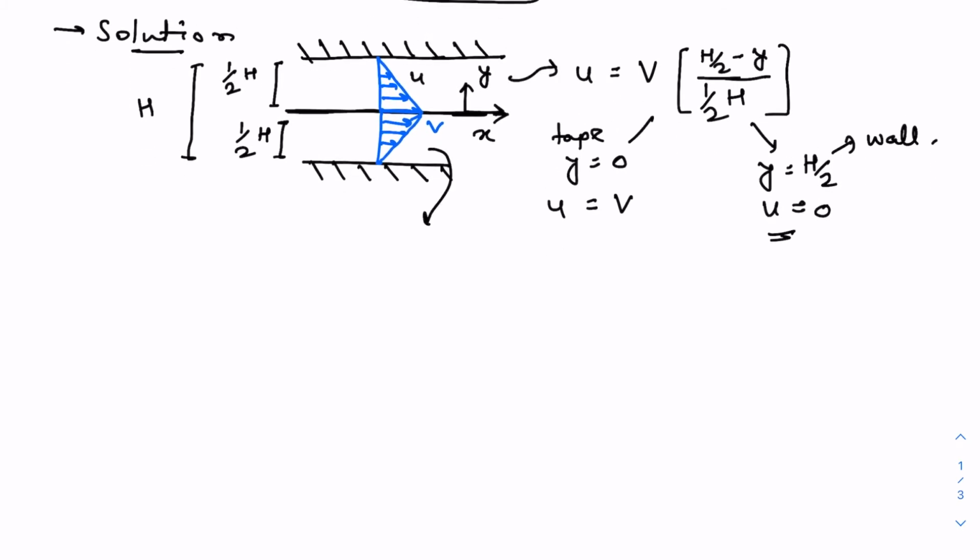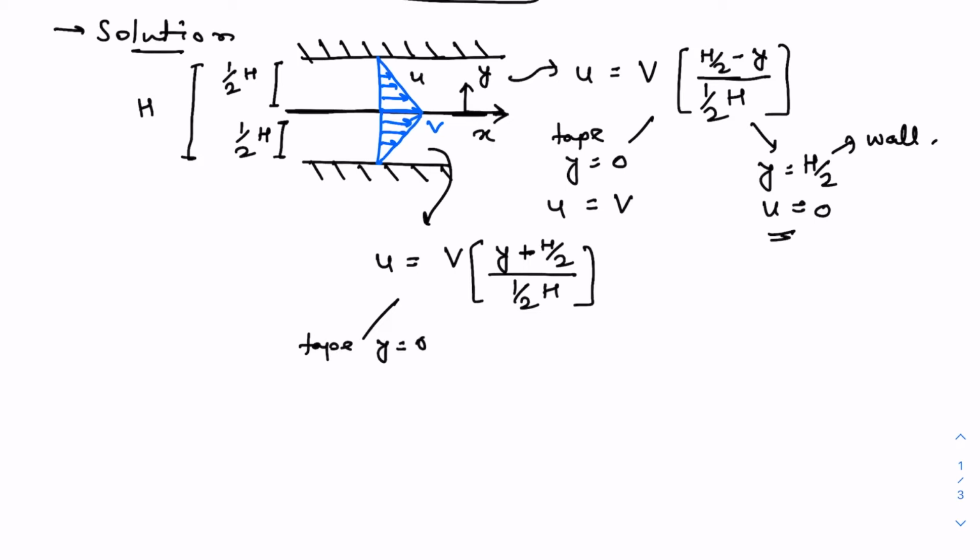Similarly, in the lower channel, the velocity profile will be symmetric, but because of this choice of the coordinate system, it will be (y plus h by 2) divided by h by 2. So again, near the tape, y is equal to 0, so u is equal to v. Near the wall, y is equal to minus h by 2 now at the bottom wall, so u is 0.